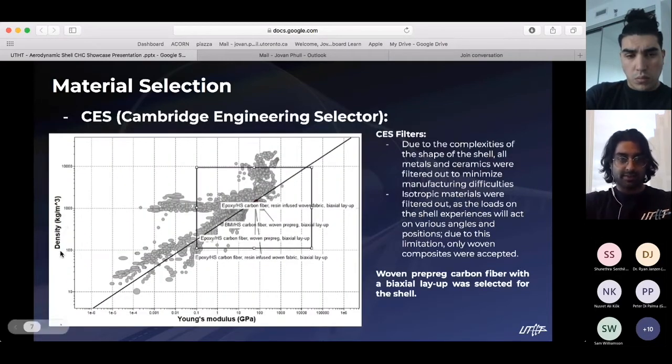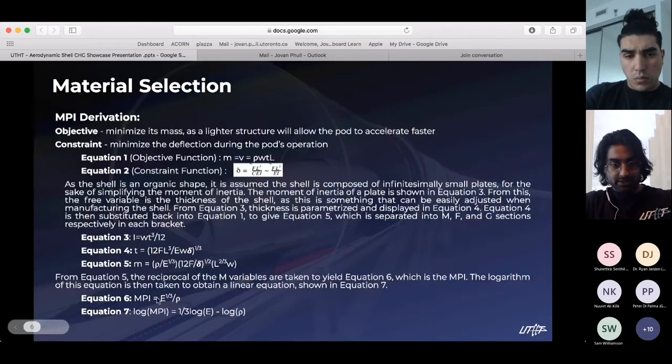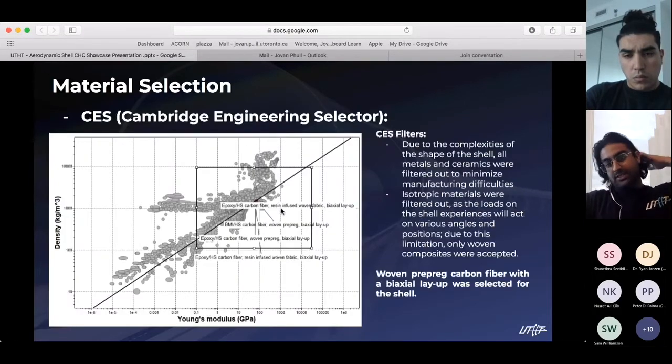And as you can see, we have our density on our y-axis and Young's modulus on our x-axis, with this slope being 3, I believe, which comes from our MPI equation right here. Sorry, the slope is going to be a third. So we want to maximize this. So we want to have as low a density as possible with the highest Young's modulus.